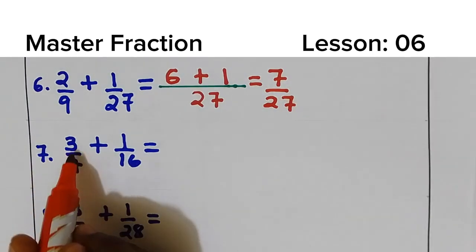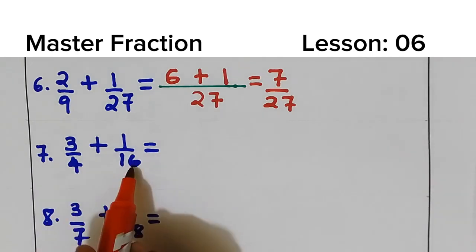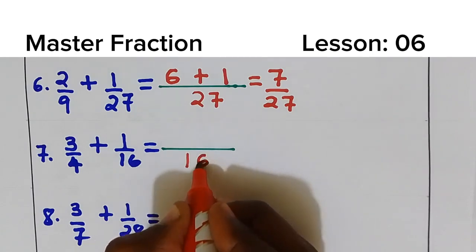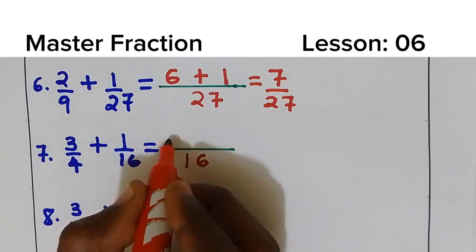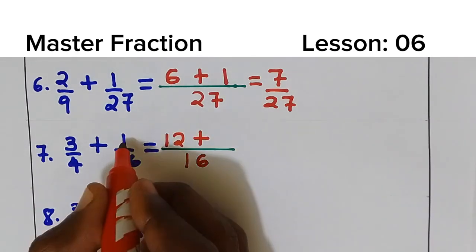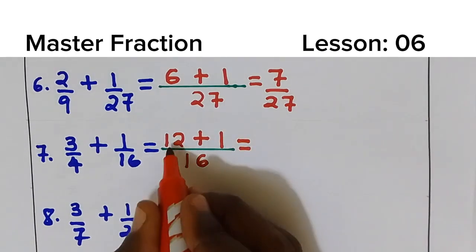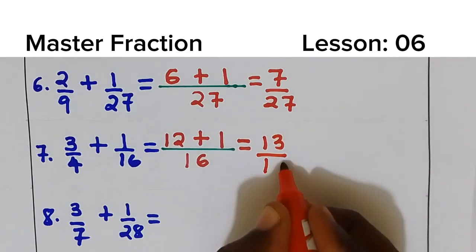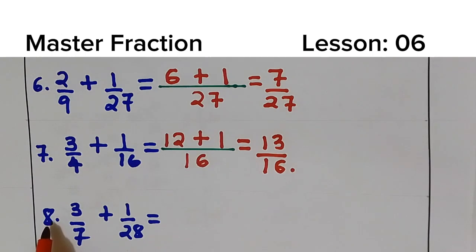We have 3 over 4 plus 1 over 16. We are going to find the LCM of 4 and 16. The LCM is 16. 16 divided by 4, we get 4. 4 multiplied by 3 is 12. 16 divided by 16 is 1. 1 multiplied by 1, we get 1. 12 plus 1 will get 13 over 16. Let's do the last question, question number 8.